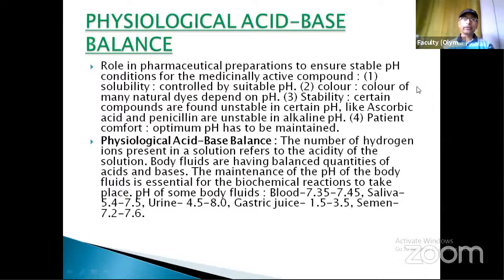So for body fluids to function, for all biochemical reactions, a particular pH range has to be maintained, and that is maintained by different buffer systems in our body. Say for example, our blood is slightly alkaline. The pH of our blood is 7.35 to 7.45. If it varies, then your body will be in a disordered condition.